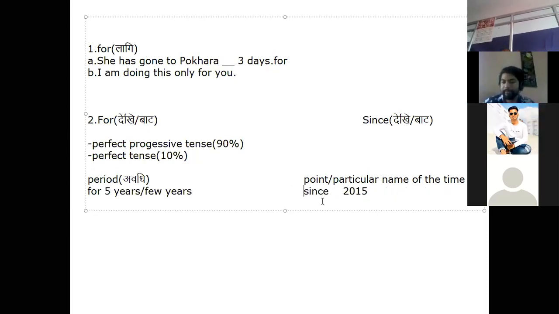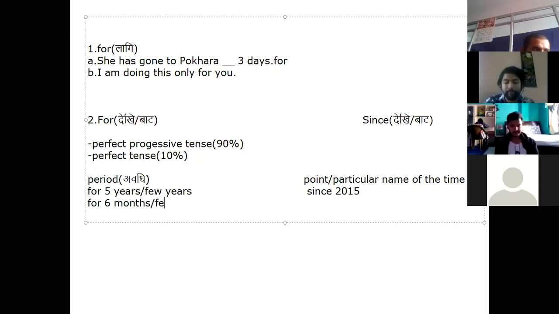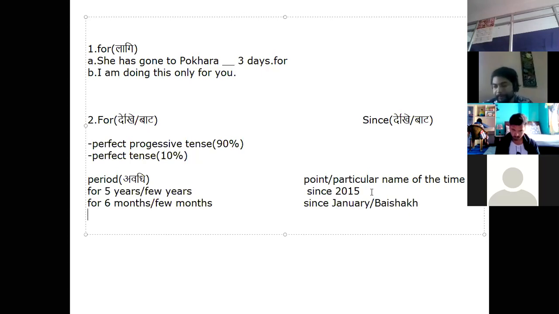Note this. Similarly, for 6 months or for a few months. A few months is not a particular month, it is a duration. But January is a particular name of a month. Baishakh, what is it? It is a particular name of a month.